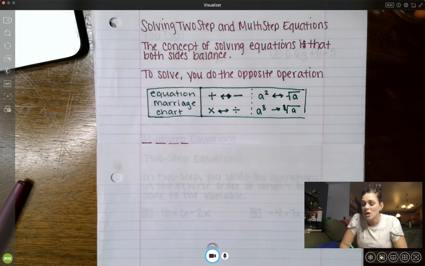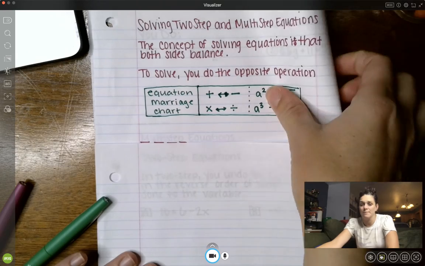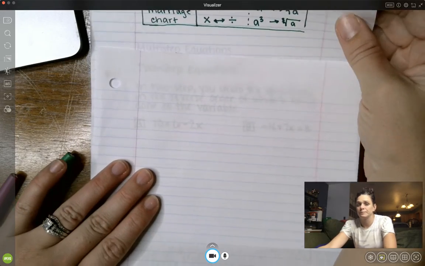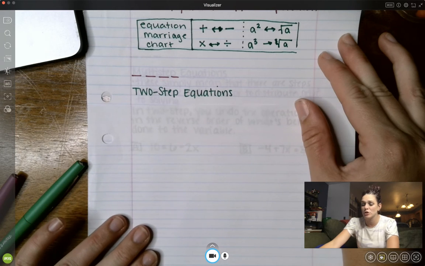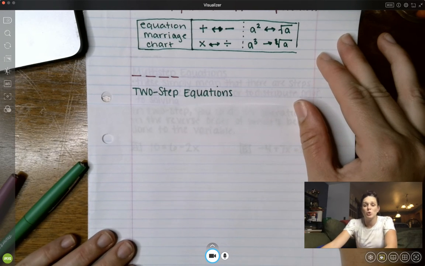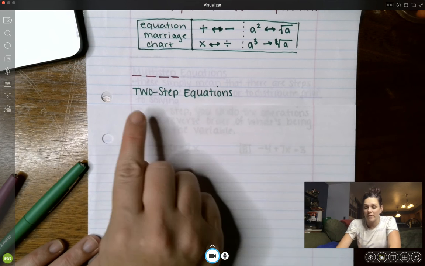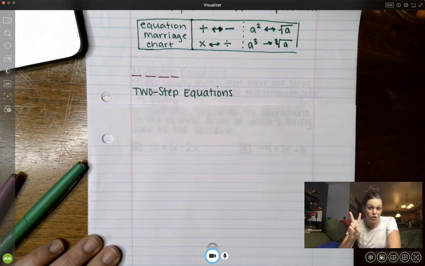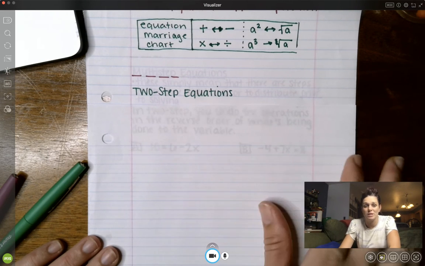All right, so now that we have this concept of everything that's going on, let's actually start solving. And again, if at any point you need to pause the video for more time, please make sure you're doing so. So here we have two-step equations. This implies right off the bat we're going to be doing two steps in order to solve.